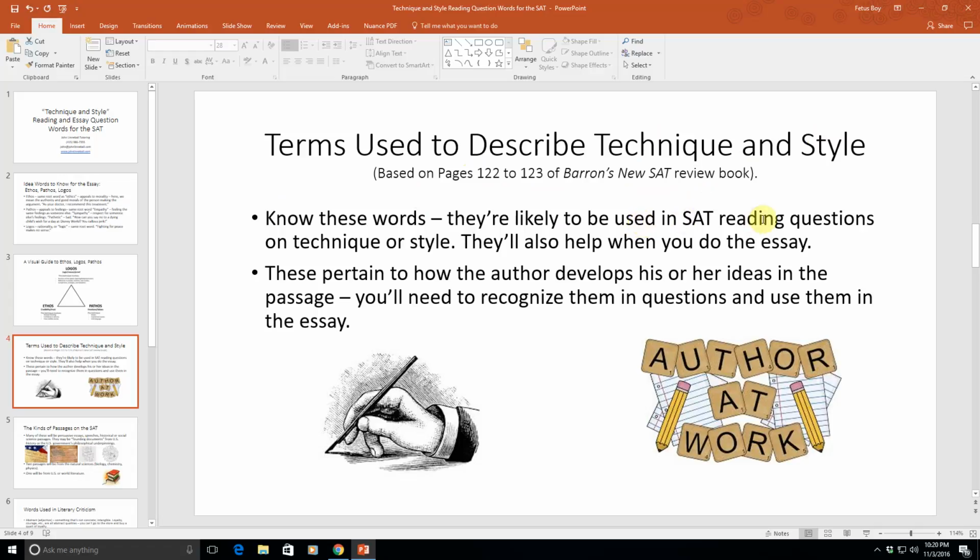They are likely to be used in SAT reading questions on technique or style, and they'll also help when you do the essay. These pertain to how the author develops his or her ideas in the passage, and you'll need to recognize them in questions, either in the question or in the answer choices, and you'll need to be able to use them in the essay.